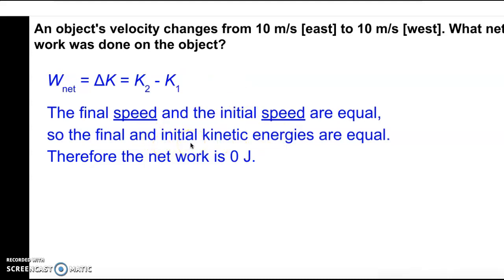The speed probably changed somewhere in the middle, but the question is not asking about what happened in the middle. It's just asking about the net work. So the answer here is 0 because the speeds were the same at the beginning and the end. So that's the work energy principle.